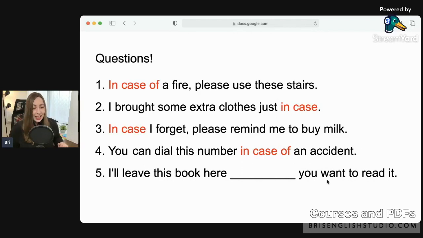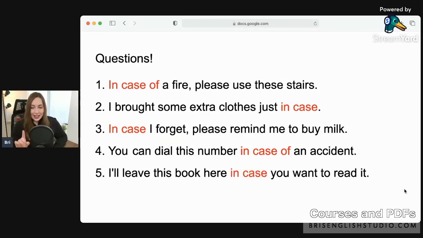Very good. And number 5, the last one, I'll leave this book here. You want to read it. I'll leave this book here. You want to read it. In case or in case of. Oh, very good. Brenda, Ali, Leka. Nice job. Fatima. Rana. Ali, good job. Okay. So number 5 is in case. I'll leave this book here in case you want to read it.